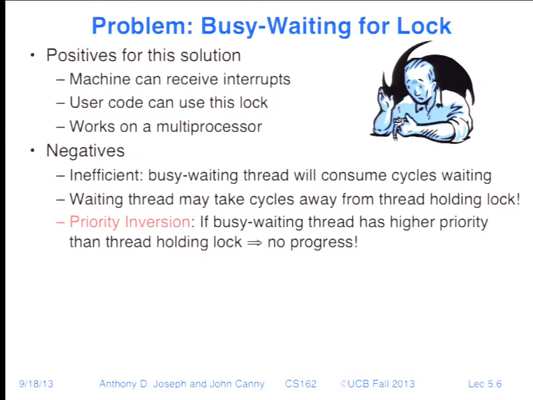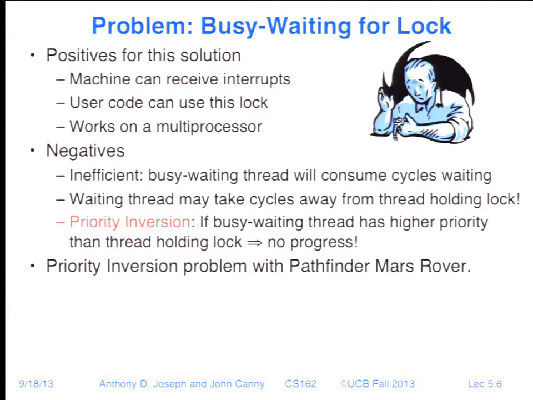The negatives are that it's inefficient. It's relying on the CPU to spin in order to execute the wait operation. So that waiting thread, because it's always ready to run, can take cycles away from threads that are actually doing more work, including the one that's going to eventually release the lock. And also, it's susceptible to priority inversion if that waiting thread has higher priority. And that's exactly what happened in the Mars rover Pathfinder fault. If you recall, that was the one where the software reset itself because it got stuck. It ran for too long.